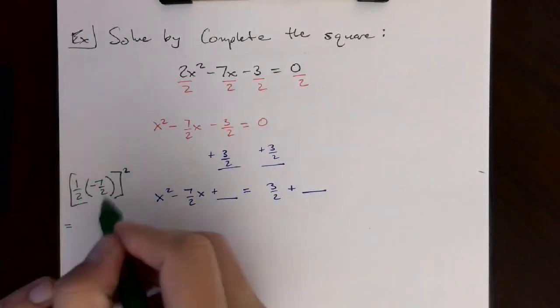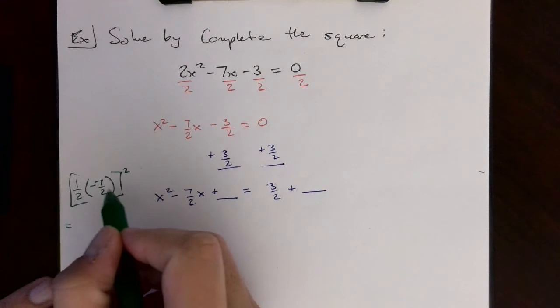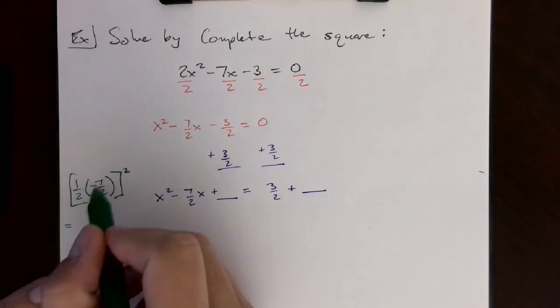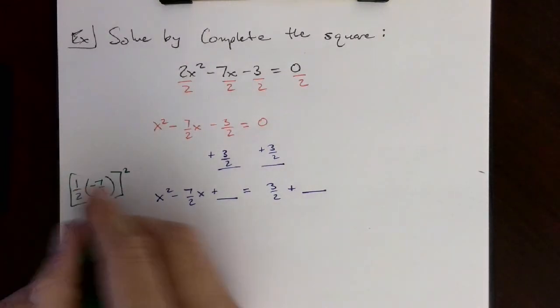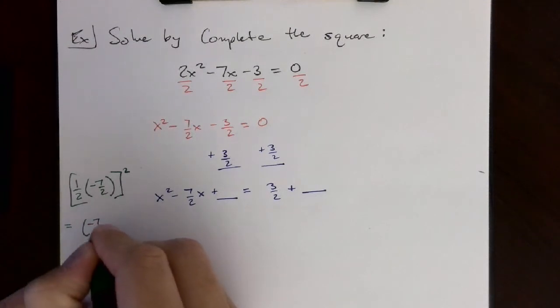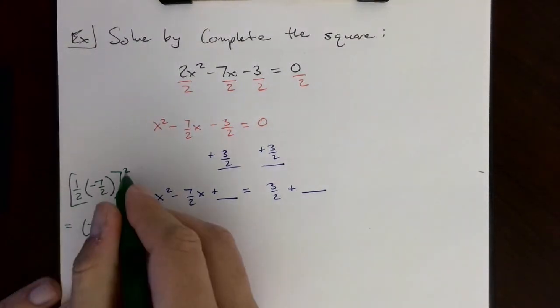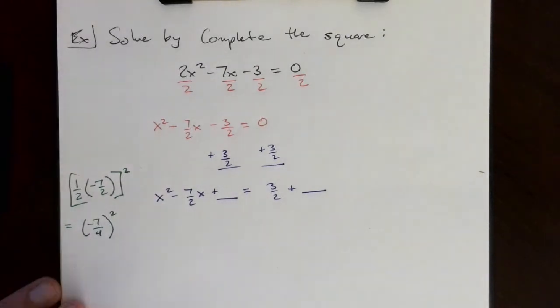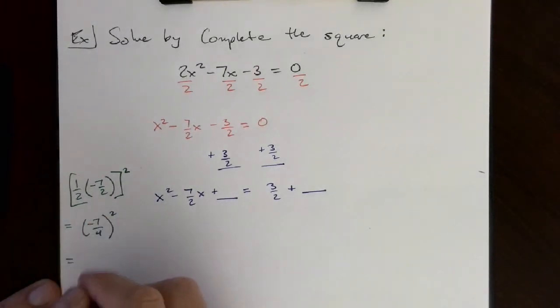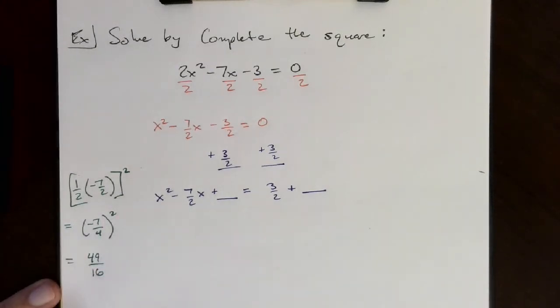Well, let's simplify the inside first. 1/2 times negative 7/2, you multiply fractions, remember, straight across the top, straight across the bottom. So numerators, 1 times negative 7 would be negative 7 over 2 times 2, which would be 4, and then we're squaring that. If I square this, a negative squared makes it positive. 7 squared in the numerator is 49, over 4 squared in the denominator is 16. So I'm going to add 49 over 16 to each side. That's me completing the square here.